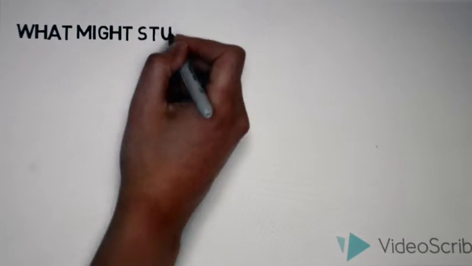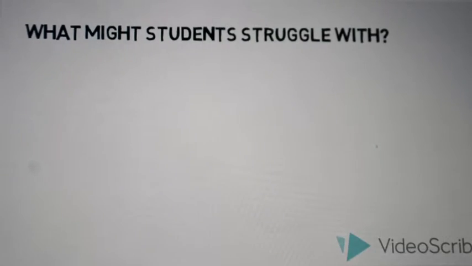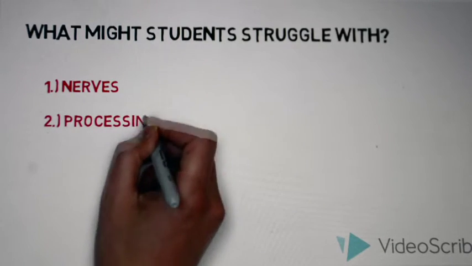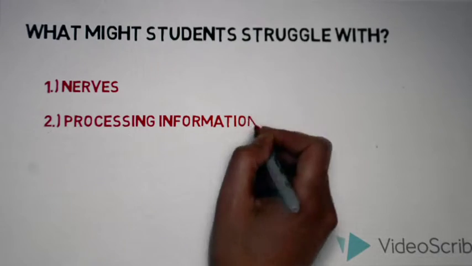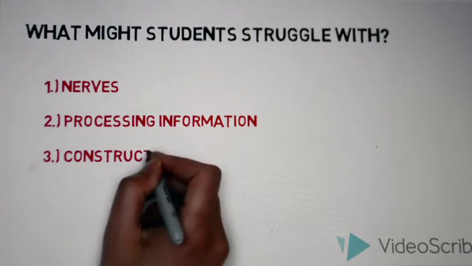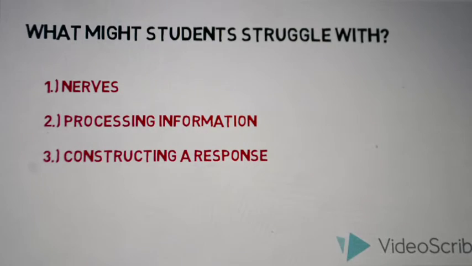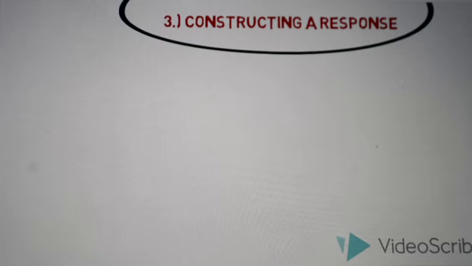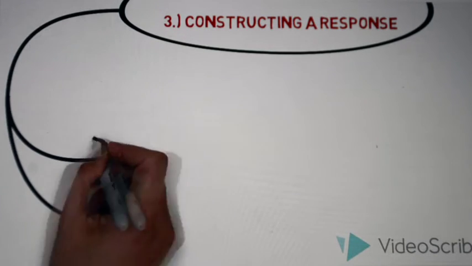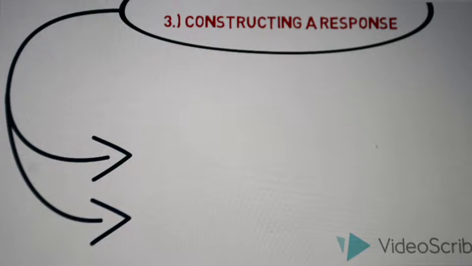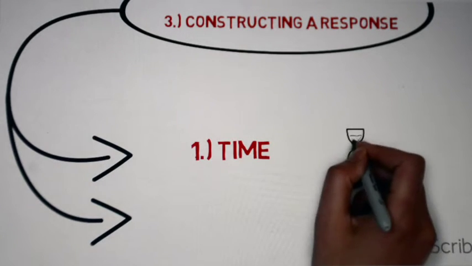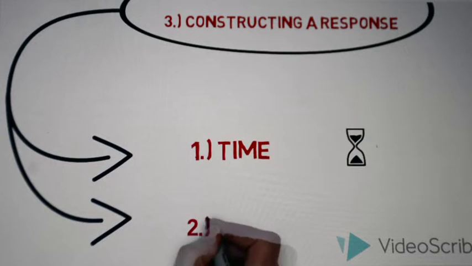So when it comes to speaking, what are some things that students might struggle with? Obviously, nerves is one, but looking more at the mechanics of speaking, students might have difficulty processing information and constructing a response when it comes to discussion especially. So breaking this down, there are two ways that a teacher can help to scaffold and provide support for students when it comes to coming up with ideas and constructing responses for discussion. The two areas where teachers can provide resources and extra scaffolding is through time and through practice.